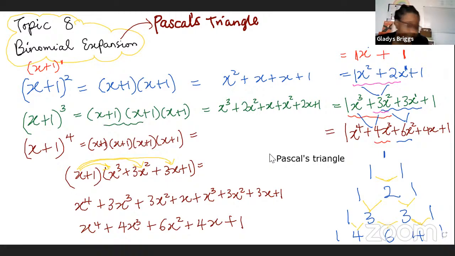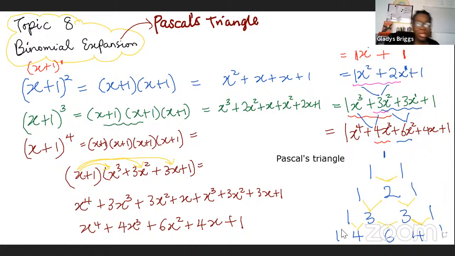So now we know the pattern. Those at the end of the rows are ones, and the others are the sum of the nearest two numbers in the row above them. So at the end of the rows you have the ones, and all of the numbers inside are what you get when you add the numbers above them.